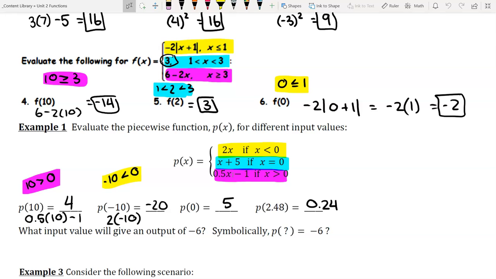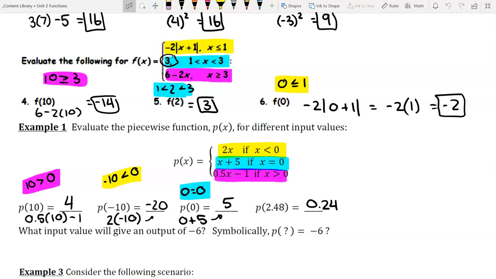P of 0. 0 equals 0. We're looking right in that middle one because it's not less than 0 and it's not bigger than 0. So that leaves us with the middle, equal to 0, which has an equation this time. It's x plus 5. So instead of x, I'm plugging in 0 plus 5. That's how I got 5.